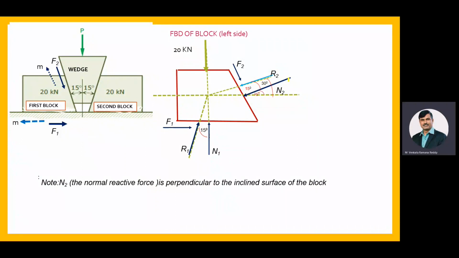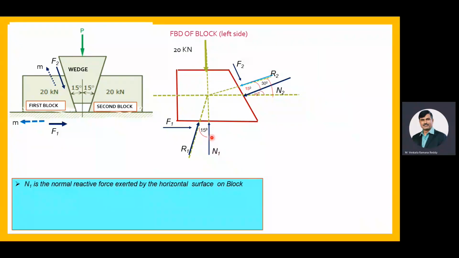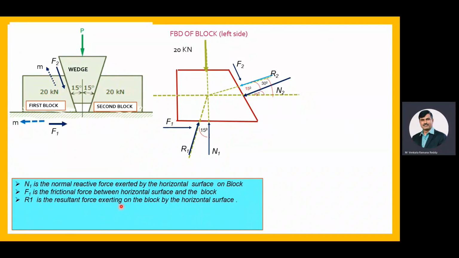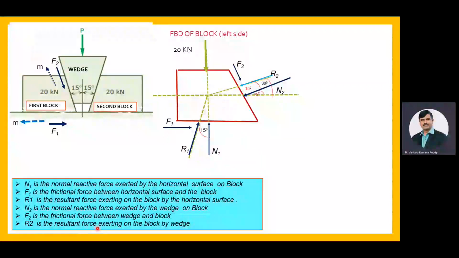Here, the normal reactive force N2 is perpendicular to this inclined surface of the block. Here, N1 is the normal reactive force exerted by the horizontal surface on the block, and F1 is the frictional force between the horizontal surface and the block. R1 is the resultant force exerted on the block by the horizontal surface. N2 is the normal reactive force exerted by the wedge on the block. F2 is the frictional force between the wedge and the block. R2 is the resultant force exerted on the block by the wedge.